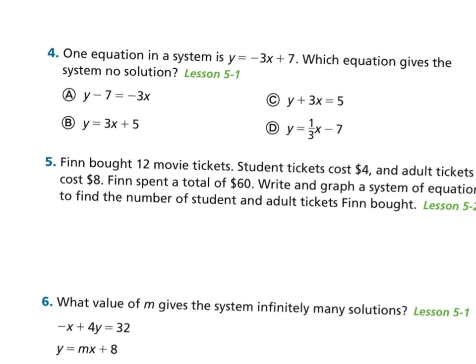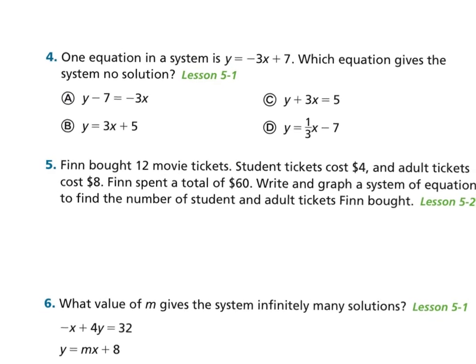Number 4, if one equation is y equals negative 3x plus 7, which equation gives the system no solution? So we talked about earlier, no solution means that the lines are parallel, which means they have the same slope but different y-intercepts. So choice B, I can see the slope is 3. The slope of this line is negative 3. So those are different slopes that would have one solution, so that doesn't work. This one, the slope is 1/3. So that's a different slope. That doesn't work. The other two are not quite solved for y.